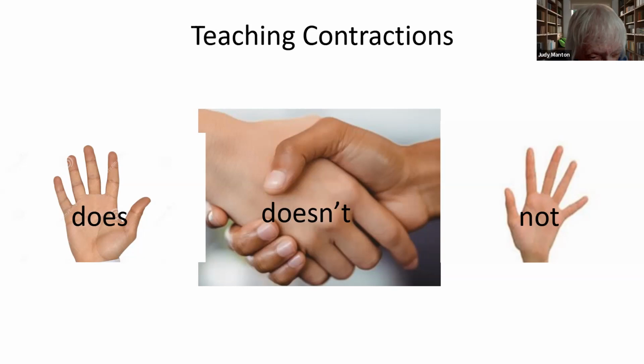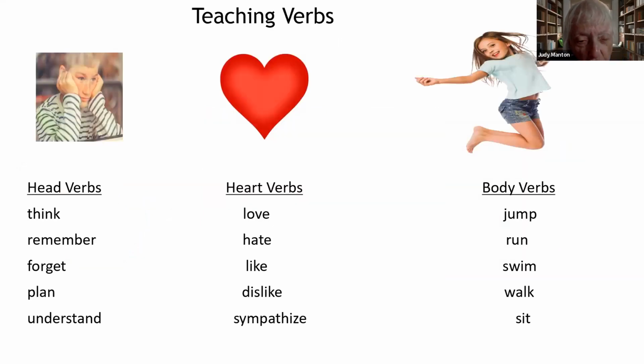Teaching verbs using a chart like this helps students understand different types of verbs. Of course, many verbs are a combination. So you see head verbs, heart verbs, your emotions, and body verbs. And a lot of verbs are a combination, like drive. You sure have to use your head when you drive, but you're physically driving, but you're thinking when you're driving.